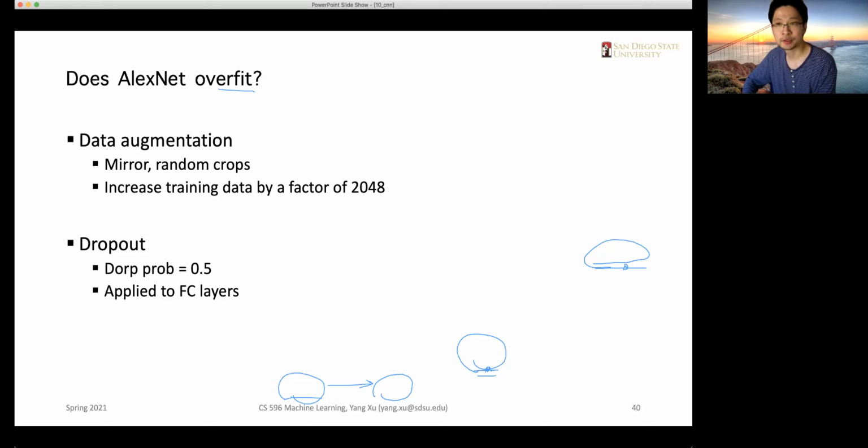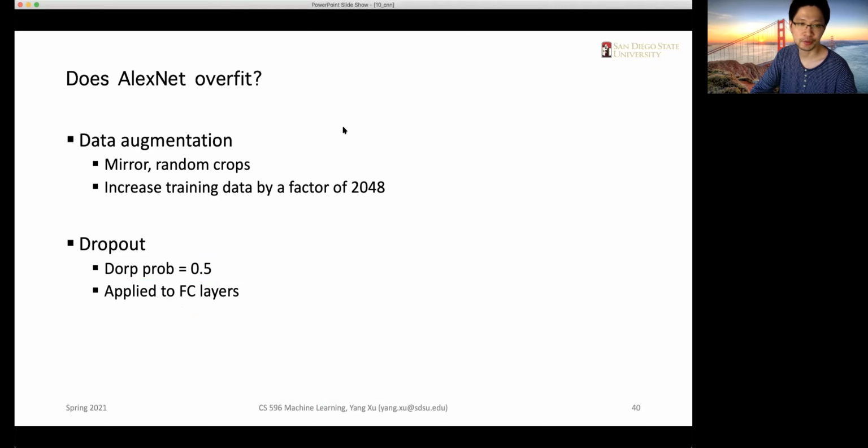Remember dropout from the previous chapter on tuning deep neural networks, where we randomly drop out some units. Dropout is applied to all the regular neural network layers, but not to the convolutional layers, because the convolutional layers already have very few parameters. So dropout is basically applied to the fully connected layers, in order to deal with the overfitting issue.